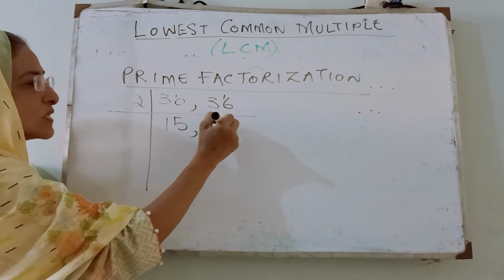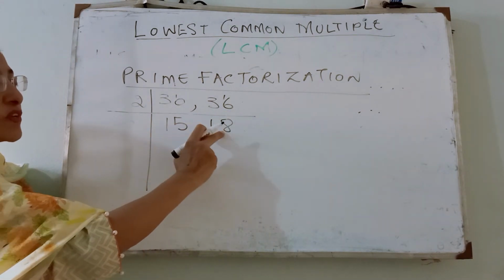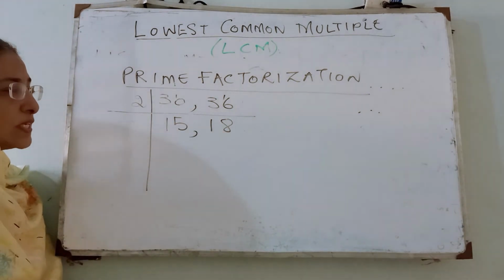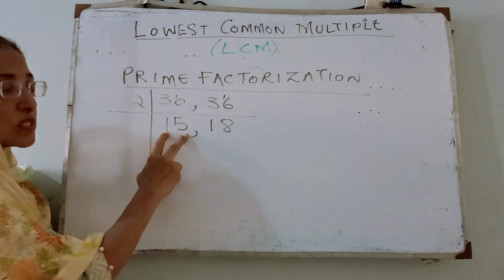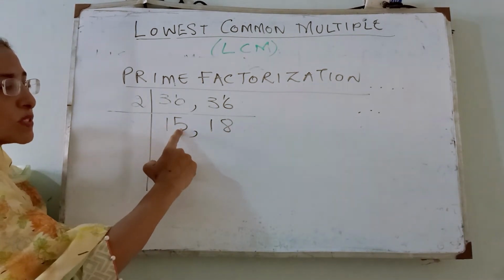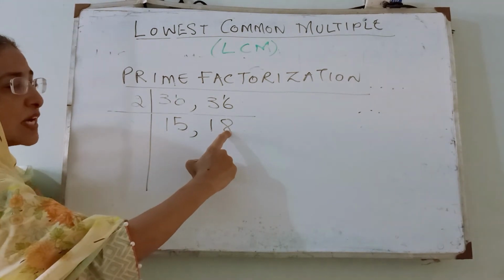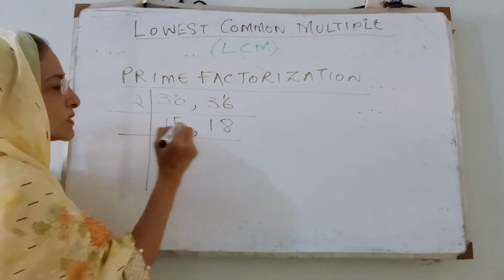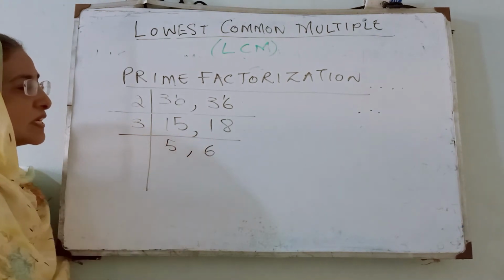2 eights are 16. Now I have got 15 and 18. Using the rule of divisibility of 3, when I add the digits, if the sum is divisible by 3, the number is divisible by 3. 1 plus 5 is 6, and 6 comes in the table of 3. 1 plus 8 is 9, and 9 also comes in the table of 3. So these two numbers are divisible by 3. 3 fives are 15, 3 sixes are 18.